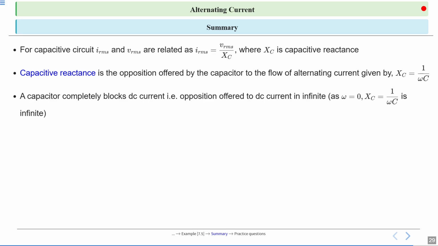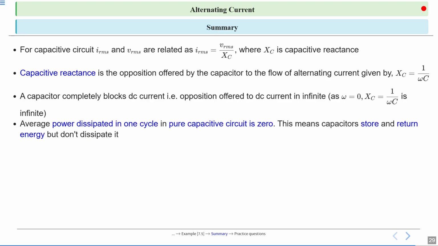A capacitor completely blocks DC current, that is, the opposition offered to DC current is infinite as omega equals 0. So XC is equal to 1 by omega C, which is 1 by 0, which is infinite. Average power dissipated in one cycle in a pure capacitive circuit is 0. This means the capacitor stores and returns energy but doesn't dissipate it.